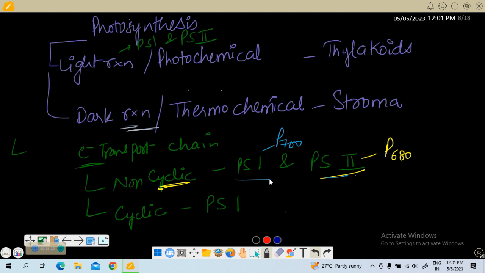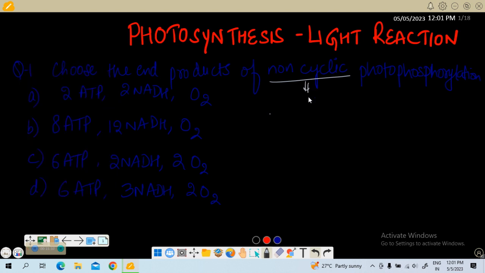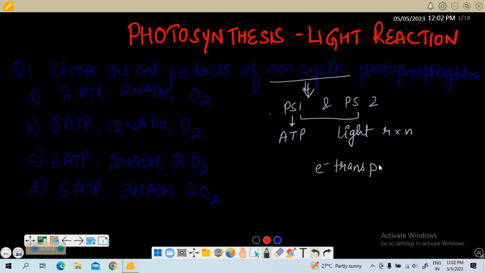In non-cyclic, PS1 and PS2 are there, so we have to see both PS1 and PS2. Both photosystems are involved, and non-cyclic occurs in granal thylakoids. In PS1, ATP production is there. Because PS1 and PS2 both include the light reaction, they are connected in series by the electron transport chain. During this electron transport chain, NADPH is formed.